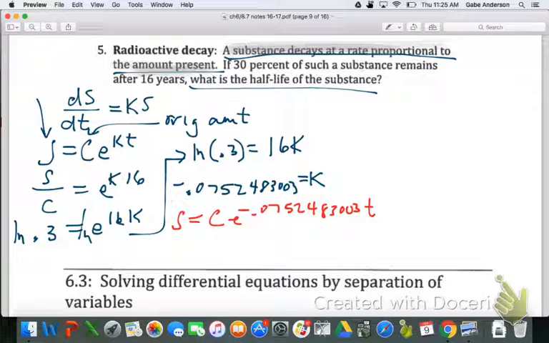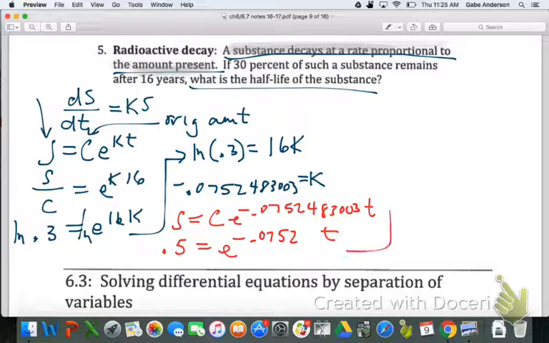So half, what percentage does that sound like to you? 50. So if I do that S over C thing again, it would equal 0.5. I would write 0.5 equals e to the negative 0.0752 whatever that number is, t. And I just have to solve. Would it be okay if we wrote k? Because right above it says k equals that. Sure. Just keep it stored in your calculator, but I'm fine with that.